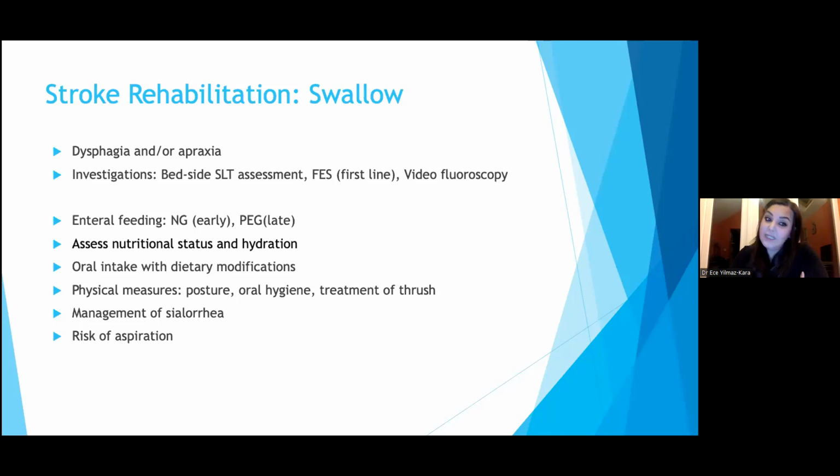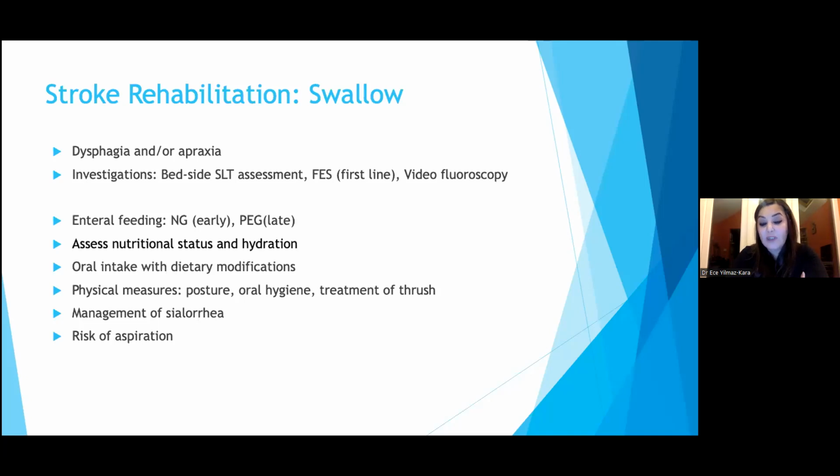Our patients may need enteral feeding in early phases. We see more nasogastric tubes rather than PEG, because PEG is a big decision, but we may see patients in early phases with PEG as well. We must assess nutritional status and hydration, especially with swallowing difficulties. And when they don't have an enteral feeding route, then we may be jeopardizing their hydration and nutrition.